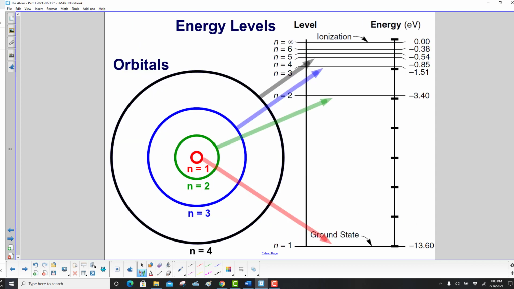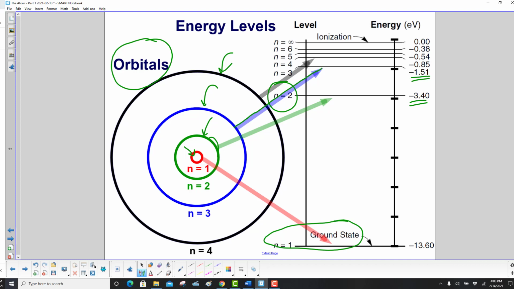Here's a picture of the orbitals over here. You have n equal 1, that's the inner one, then n equal 2, and as you get farther away from the nucleus, the n increases. So n equal 1, that's when you're in the ground state right next to the nucleus, right here, and that's negative 13.6 eV. Then you go to n equal 2, that's this green one, and you're at negative 3.40 eV. N equals 3, we follow the blue line up to there, negative 1.51 eV. And hopefully you can see how the energy levels are increasing. They are getting less negative.